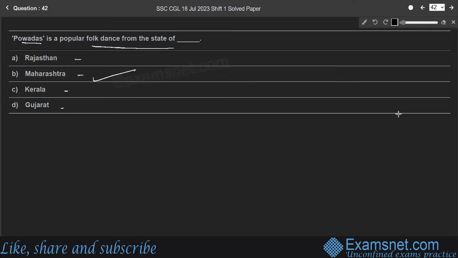So, Povadas are presented in the Marathi ballad form. This dance form describes the events in the life of the great Maratha ruler Shri Chhatrapati Shivaji Maharaj.